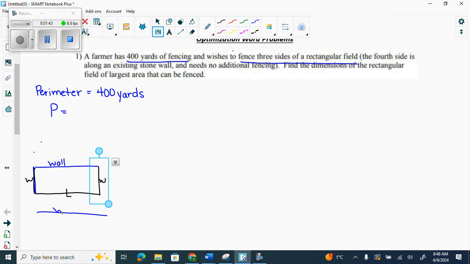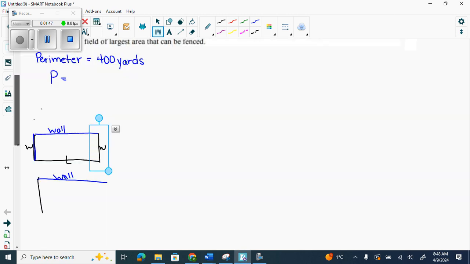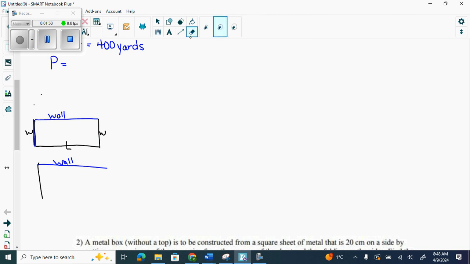Or would you have a length and a length? You'd have to have that be the width, this would be the length, and this would be the width. Which one's going to end up with the largest area? Properly, you make the wall the length, because then the wall is the largest area that you don't have to fence, right? You want the part that you don't have to put fence on to be a length.